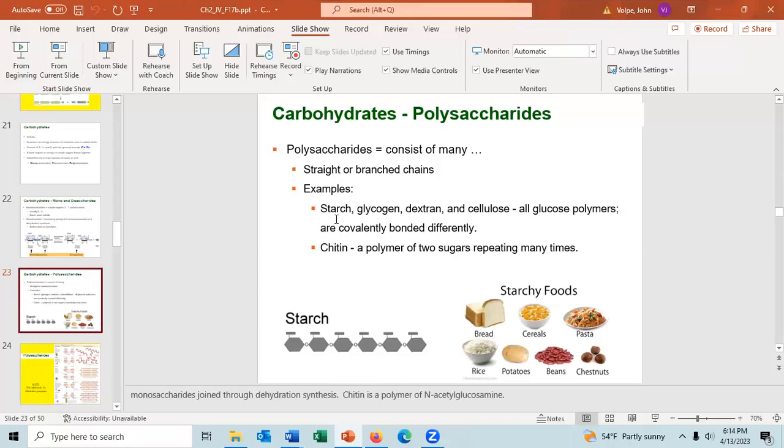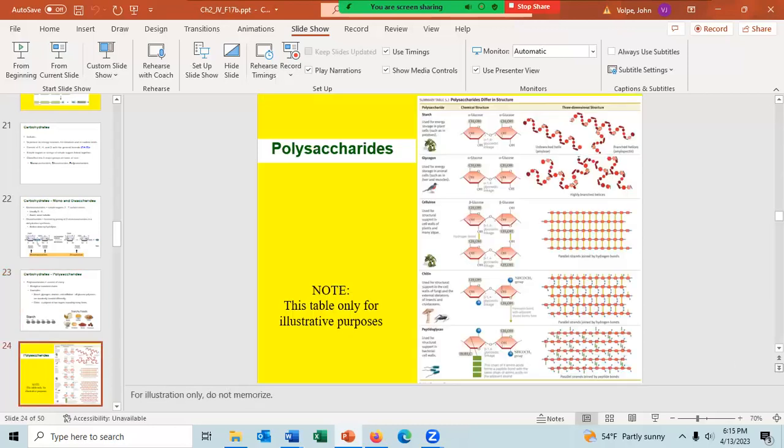There are some examples like cane sugar and sugar beets. They don't store glucose as starch. They tend to store it as sugar, meaning as glucose? No, as sucrose. They tend to store it as sucrose. Cellulose, another example of a polysaccharide. Chitin, we're not going to talk about.